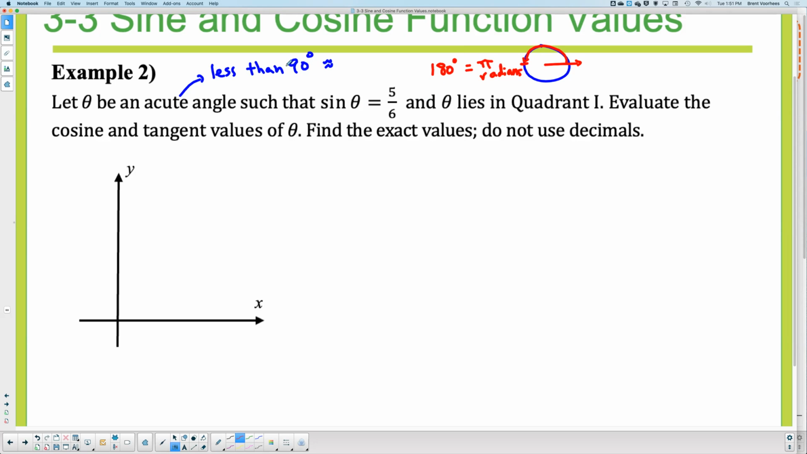So now I'm back over here. I'm now working with half of 180. So if I'm working with half of 180 degrees, my radians would be half of pi, which we can say is pi over 2. So pi over 2 is here. This is 90 degrees, or pi over 2.